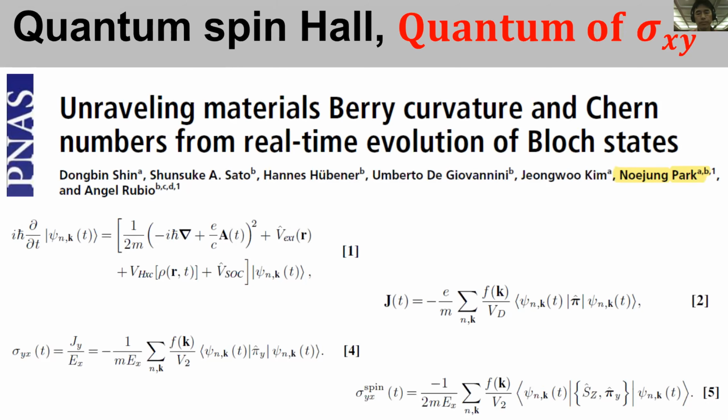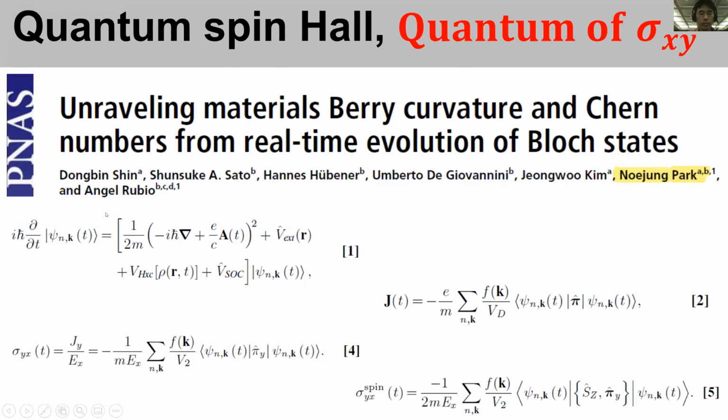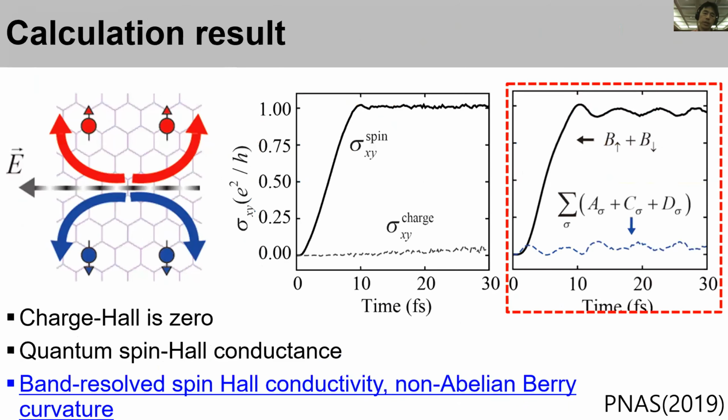And we applied this concept to the so-called topological insulator, the quantum spin Hall system, by first calculating the time-dependent Kohn-Sham spinor state, and by calculating the charge Hall velocity operator, so the charge current and spin current. By calculating these two quantities, we can calculate the topological state of the quantum spin Hall system. For example, this is bismuthene, the very well-known two-dimensional quantum spin Hall system.